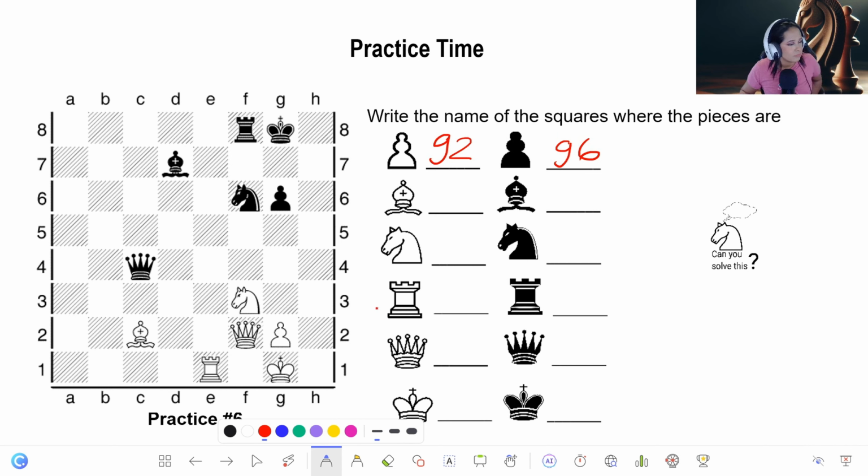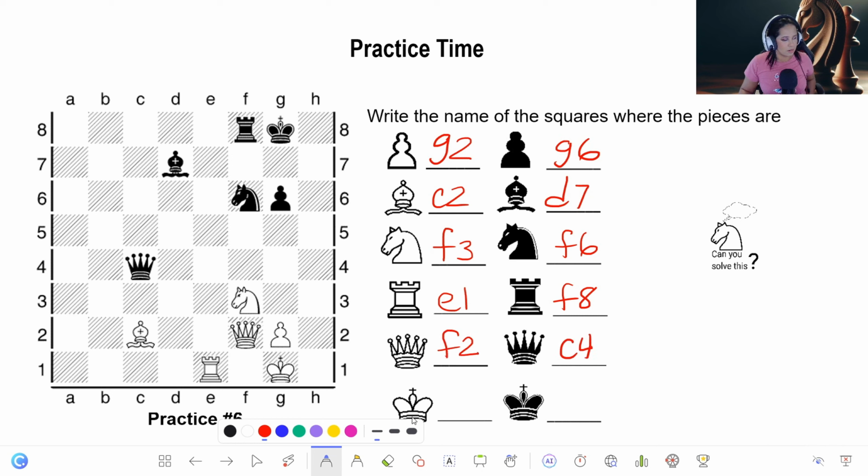Finished? Okay. Now let's see. The white bishop is on C2. No, the last ones are the kings. We have the white king on G1 and the black king on G8.